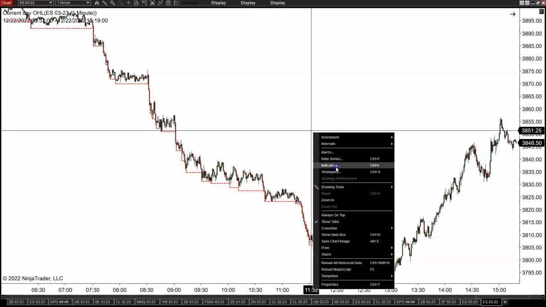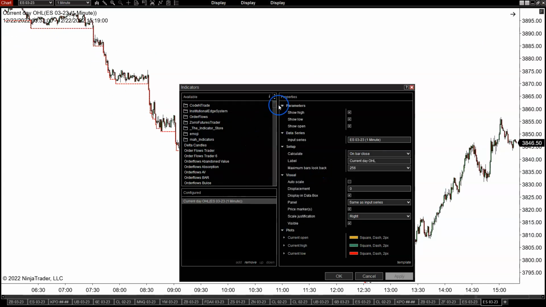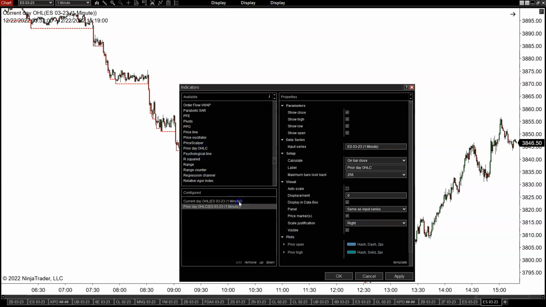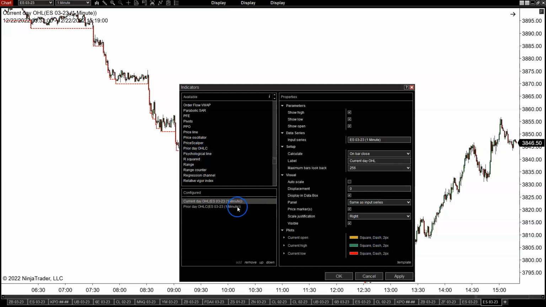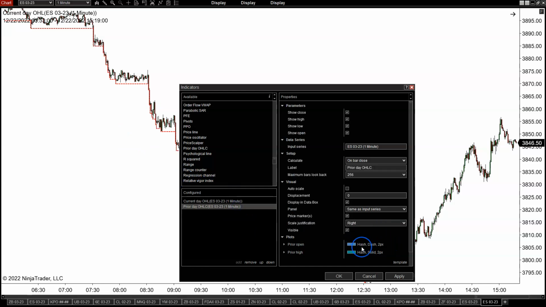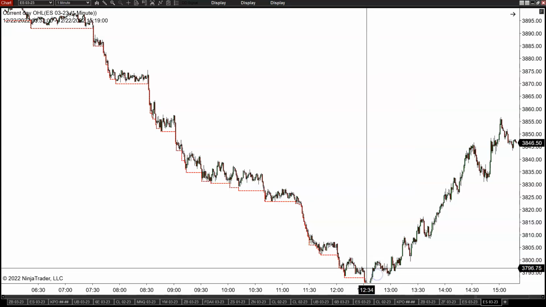You can also put the previous day's open, high, low, close on there if you like. You just scroll down, it's named differently. It's called prior day open, high, low, close. The difference is, instead of this dash, I believe it's going to be a hash, so a square dash, whereas the prior day is going to be a hash and a dash. And again, I use the current day. I used to use the prior days, but I've advanced my trading so that I'm not really keying in on yesterday's highs and lows, but you still can.